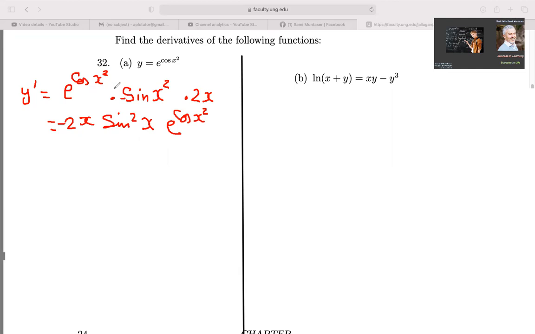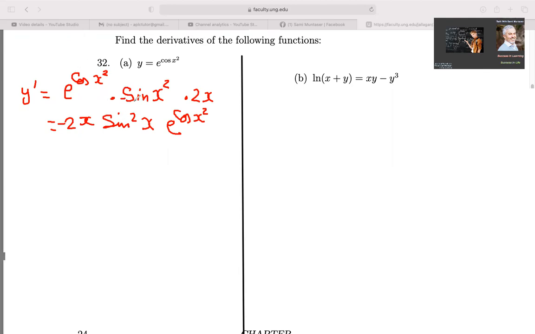So just make sure you follow the chain rule and know your rules for e to the power of f of x. If you want to take the derivative of that, it's e to the power of f of x times f prime of x. And that's the rule that we followed.